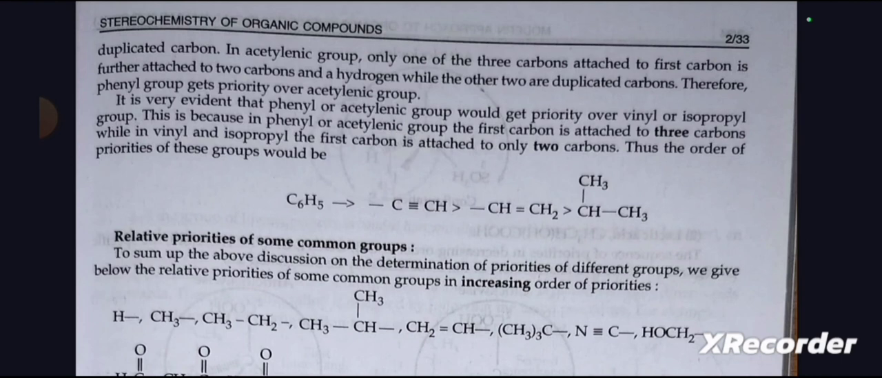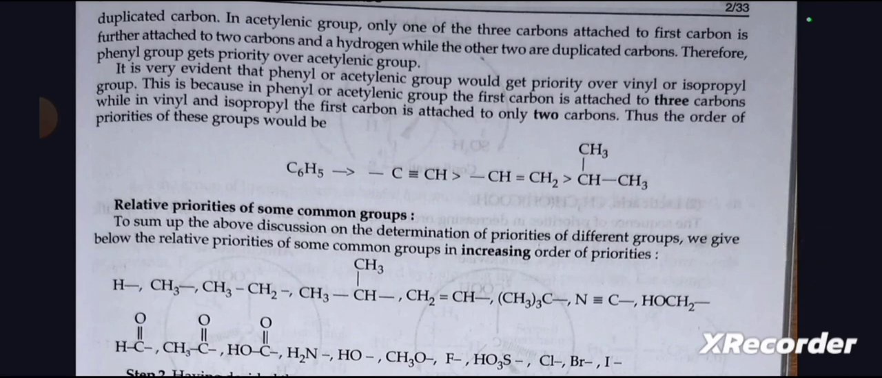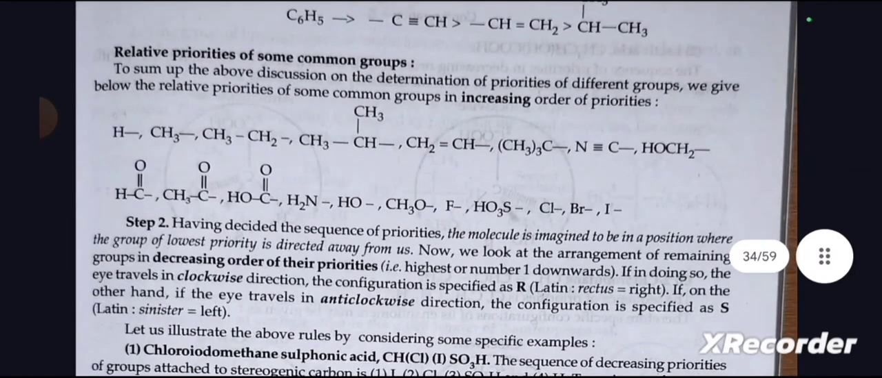It is very evident that phenyl or acetylenic groups would get priority over vinyl or isopropyl groups. This is because in phenyl or acetylenic groups, the first carbon is attached to three carbons, while in vinyl and isopropyl, the first carbon is attached to only two carbons. Thus, the order of priorities of these groups would be C6H5, then C≡CH, then CH=CH2, then CH3CHCH3.